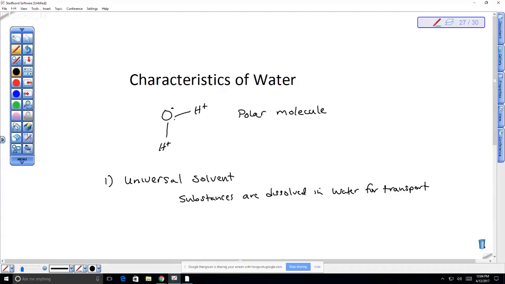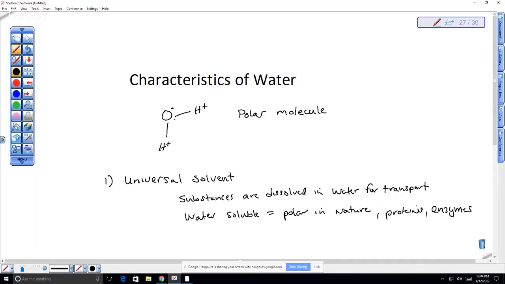So in order for these substances to be dissolved in water, they have to be water soluble. And if they are water soluble, they are also polar in nature. So only polar substances get dissolved in water because the water molecules can interact with them and start to pull them apart. So when we look at proteins, for example, and enzymes that might be in our saliva, those are examples of water-soluble substances.